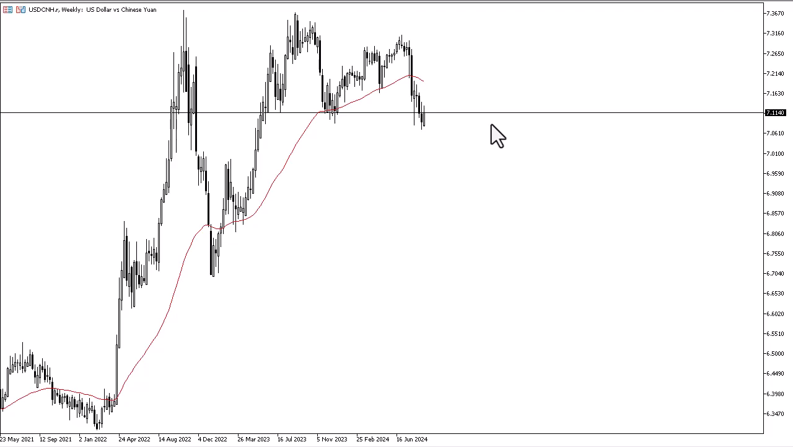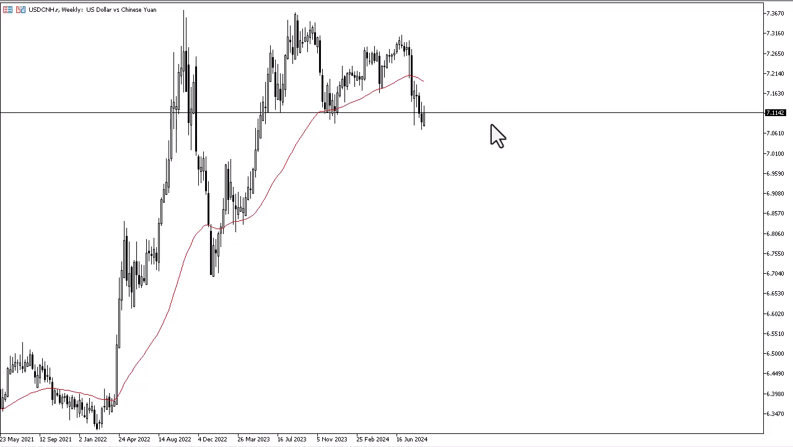If the market can break above the 7.15 level, then it's likely that the US dollar goes looking to the 7.31 region. Underneath, if we were to break down below the 7.09 level, then I think you start to see the US dollar fall pretty precipitously against most currencies.